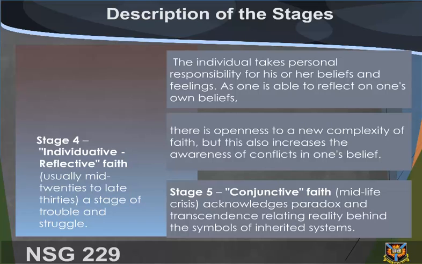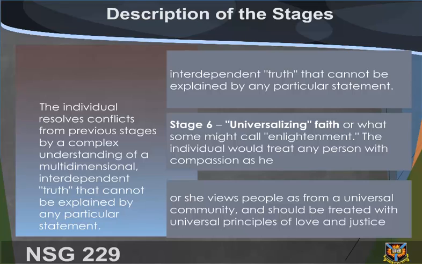As one is able to reflect on one's own beliefs, there is openness to a new complexity of faith, but this also increases the awareness of conflict in one's belief. Stage 5, conjunctive faith, midlife crisis, acknowledges paradox and transcendence, relating reality behind the symbols of inherited systems. The individual resolves conflicts from previous stages by a complex understanding of a multidimensional, interdependent truth that cannot be explained by any particular statement.